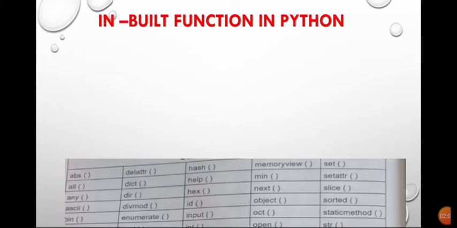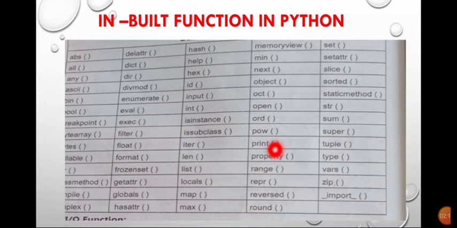Inbuilt functions. So let us see some inbuilt functions used in Python. Here is a list of inbuilt functions. For example, input. So this is an inbuilt function. Then oct, next, min, memoryview, hash. So here you have a list of what are nothing but the inbuilt functions in Python.